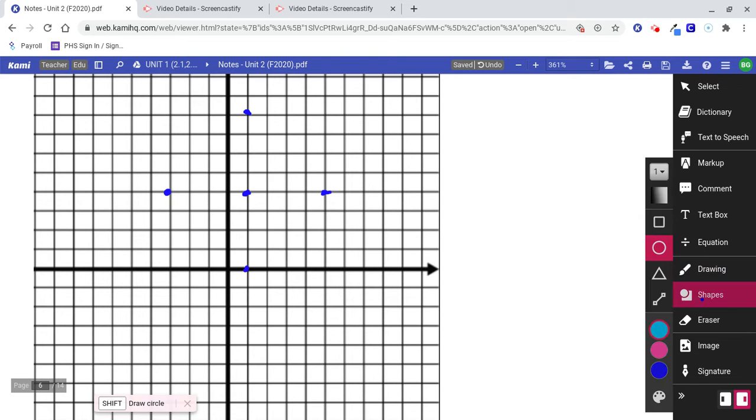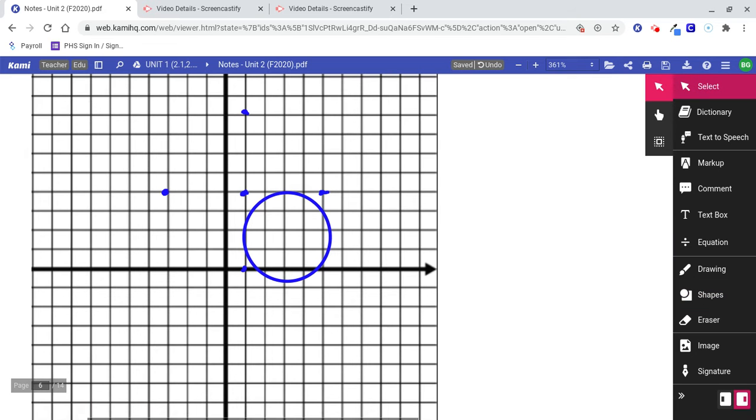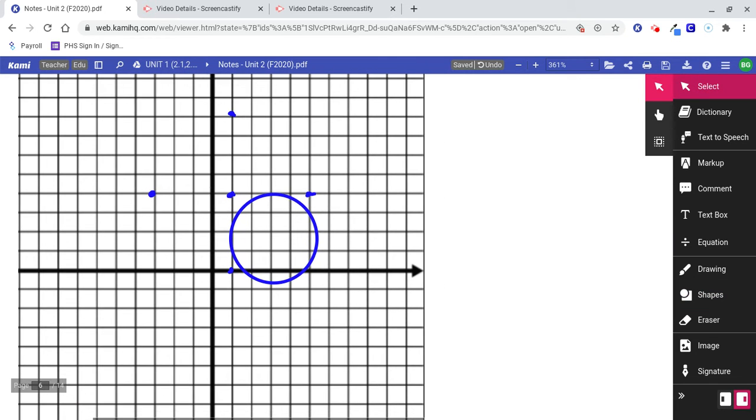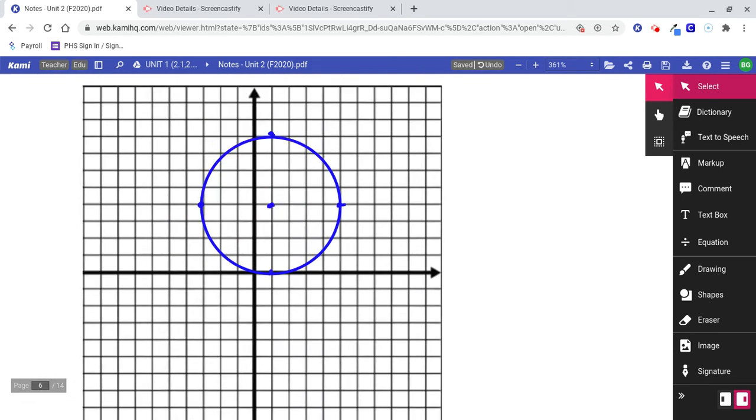I wonder if I can draw a circle with that. And that's not how that works. That's not very good. Okay, that's pretty good.